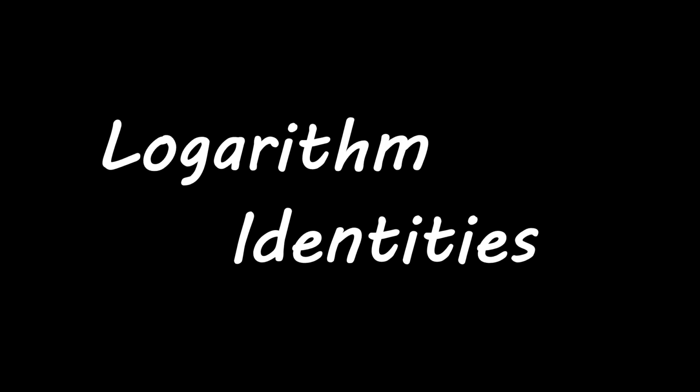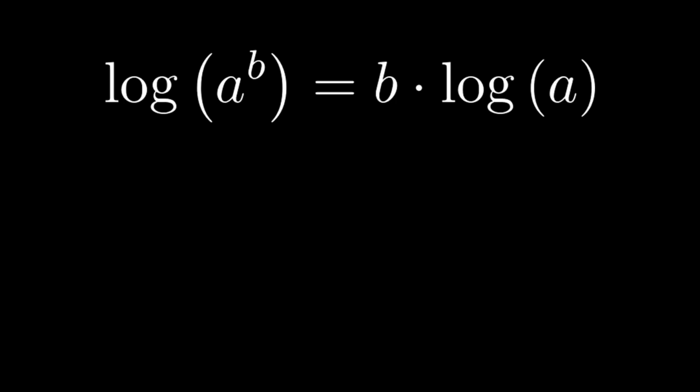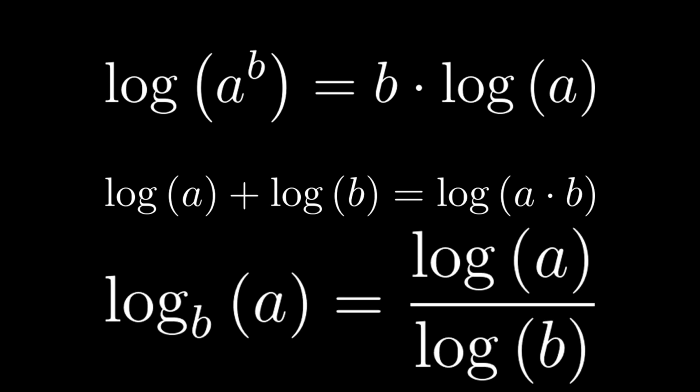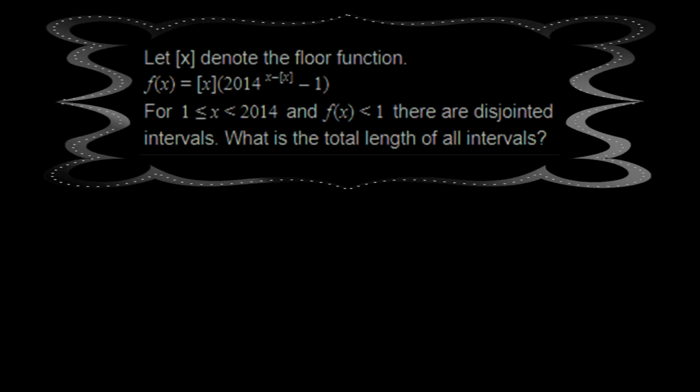There are 3 logarithmic identities. The first is the log of a to the b power is b times the log of a. The second is the log of a plus the log of b is equal to the log of ab. And the third is the log of a in base b is the log of a over the log of b. Whenever you see a variable in an exponent, you should expect logs to play a role. And when logs are playing a role, one of these identities is probably just around the corner.